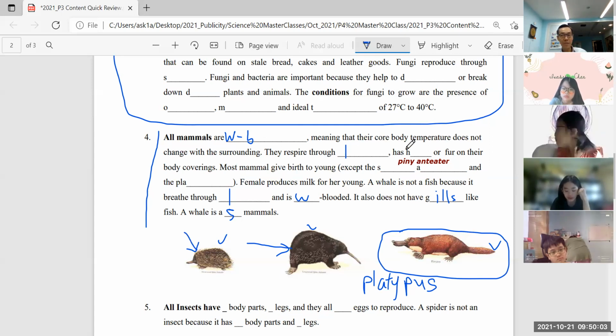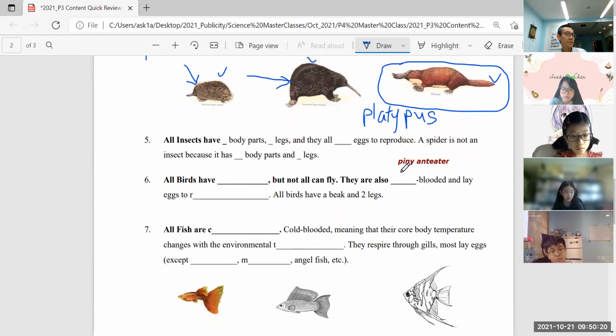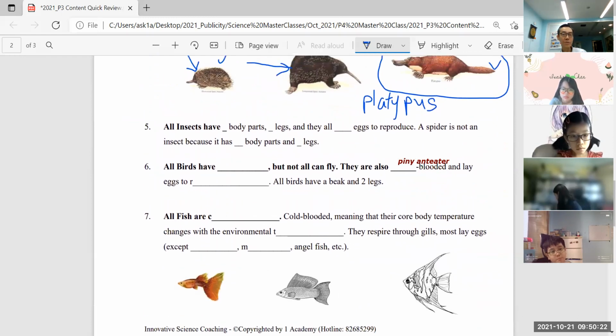Okay, so the opposite is also true. So animals which are not warm-blooded, right? If they are cold-blooded, the body temperature changes with the surrounding. So later I will show you, after this number 5, this part, I will show you some YouTube videos to stimulate your interest in understanding these animals.